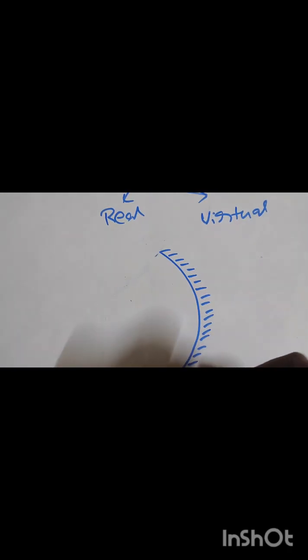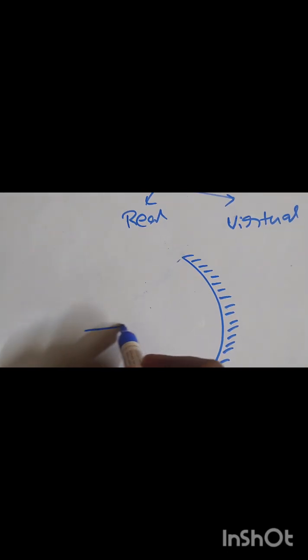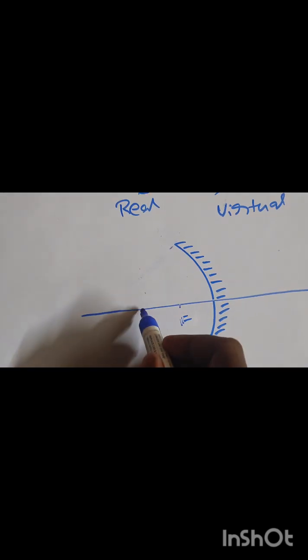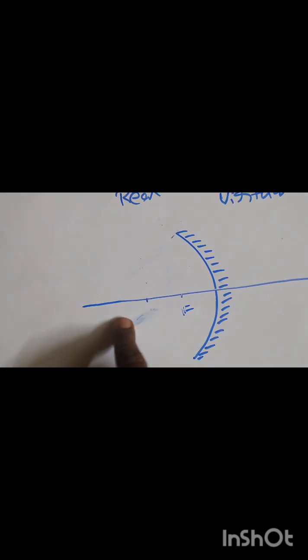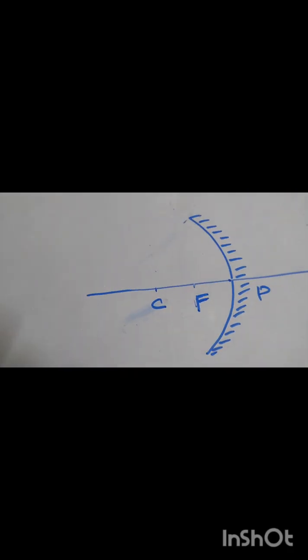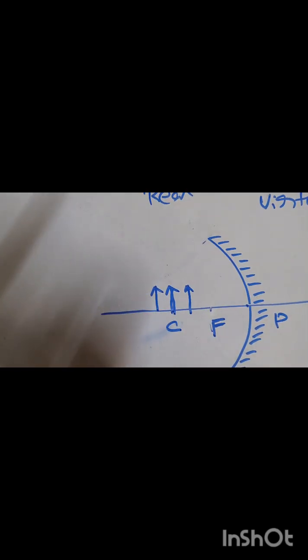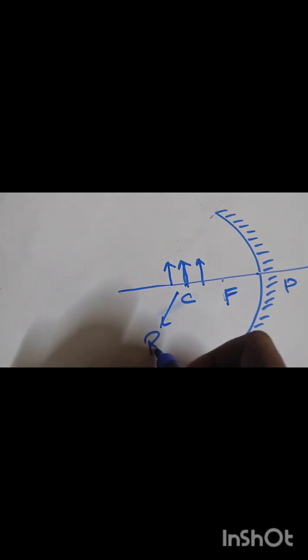So this is a concave mirror. We take a principal axis. We know this is focus. This is the pole. Sorry, this is the center of curvature. This is the center of curvature, this is the pole. Focus, center of curvature, pole. We know a concave mirror can produce images for an object beyond C, between C and F, at C. At all these positions, which kind of image can a concave mirror produce? Real image. If the object is situated beyond C, then also the concave mirror will produce a real image.